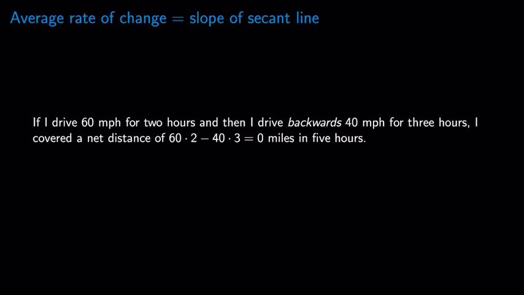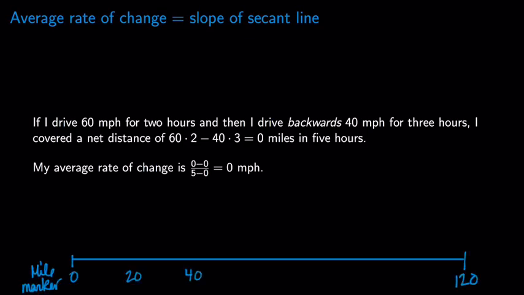Here's a different kind of problem. If you were to drive forward 60 miles an hour for 2 hours, and then you drive backwards 40 miles an hour for 3 hours, you cover a net distance of 0 miles in 5 hours. And that means that your average rate of change is 0. And if that feels strange, here's an illustration.